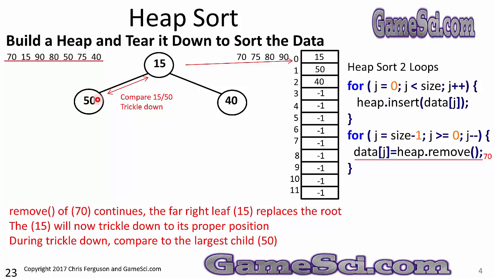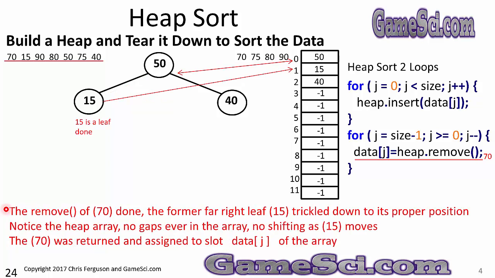Why are we going this way? Because 50 is larger than 40. Comparing 15 and 50, we have to swap those two to trickle down. The remove of 70 is now done. The former far right leaf 15 trickled down to its proper position. 15 is a leaf, we're done. 15 and 50 swapped positions, both in the heap and in the array right there.